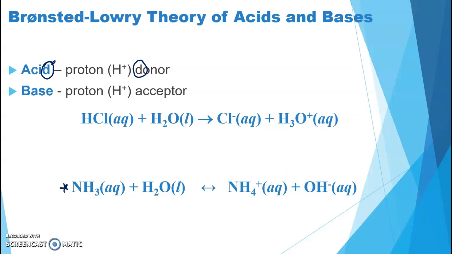So the Bronsted-Lowry theory of acids and bases is an improvement or an expansion on the Arrhenius theory in that it doesn't depend on water for the definition, and it broadens the definition to include some chemical substances that we later found out definitely were bases but didn't fit that original definition.